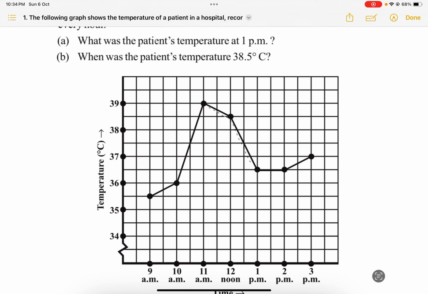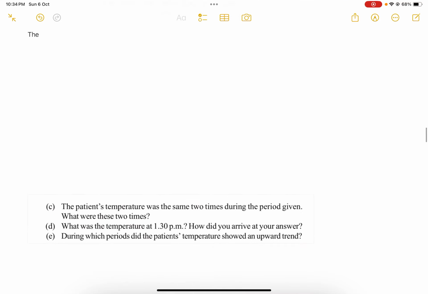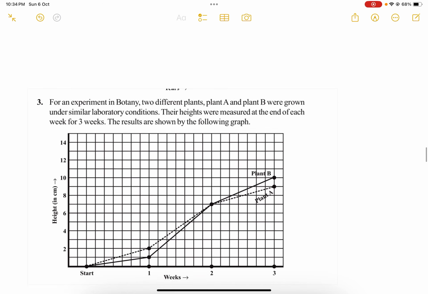So you can say that from 9 to 11 there is an upward trend. Afterwards it is decreasing like this. Again from 2 to 3 it is increasing. So from 9 to 11 it is the upward trend, and again from 2 to 3 it is the upward trend. I hope it is clear. So this is the first question, and now let us go to the second question.